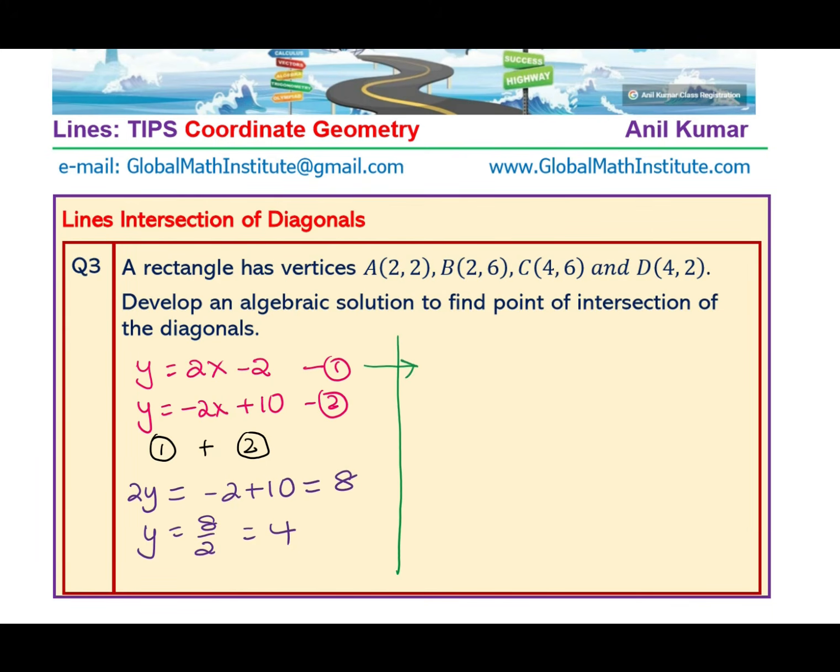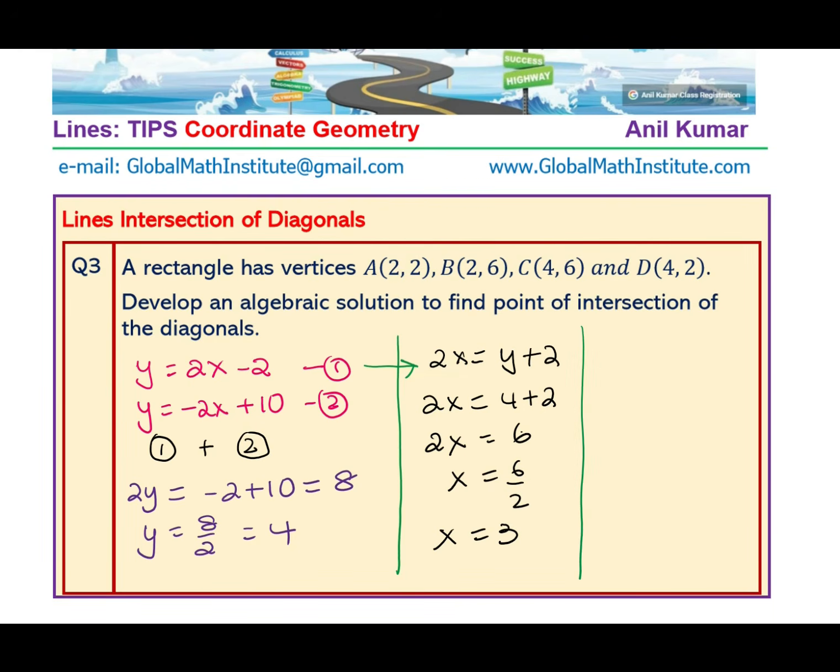Now we can find the value of x. From the very first equation, I can write 2x equals y plus 2. So 2x equals 4 plus 2. So 2x is 6 and x is 6 by 2, and we get the x value of 3. Perfect. So we do get the point of intersection. So point of intersection for us is the x value being 3, y value being 4.